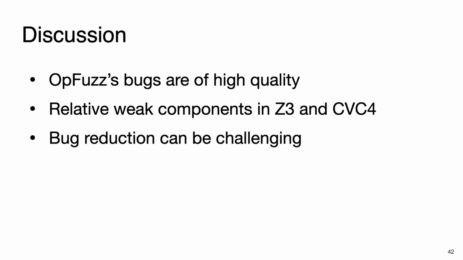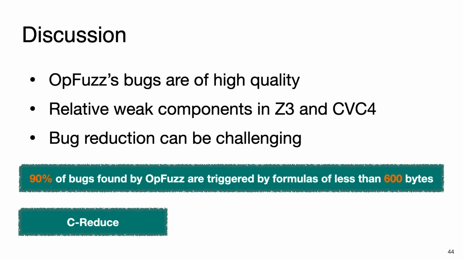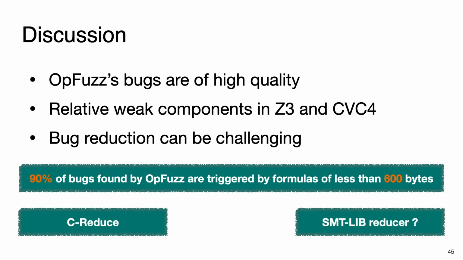Third, we experienced that bug reduction can be challenging. As we have observed, 90% of all bugs found by OOPSLA are triggered by formulas of less than 600 bytes, and small-sized formulas save bug fixing effort significantly. We use CReduce, a C-code reduction tool, to help reduce SMT formula bug triggers. While CReduce worked well in practice, it is still not able to handle some specific formulas, like the formulas in bit vector logics. Hence, a tailored SMT formula reducer would have been needed to assist our bug finding process.